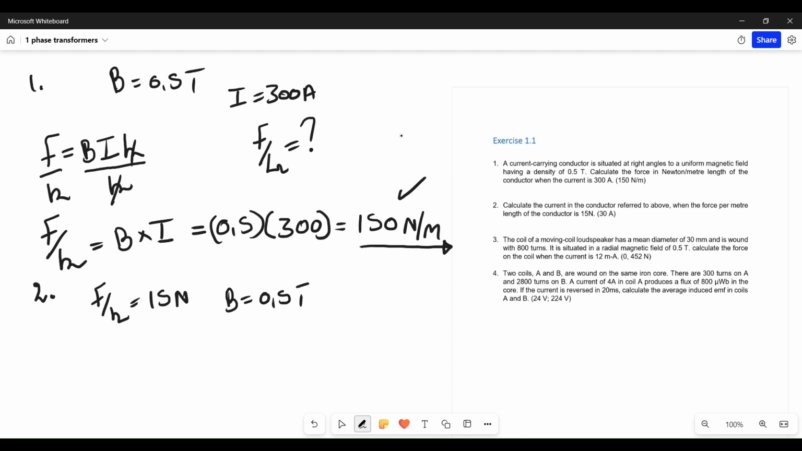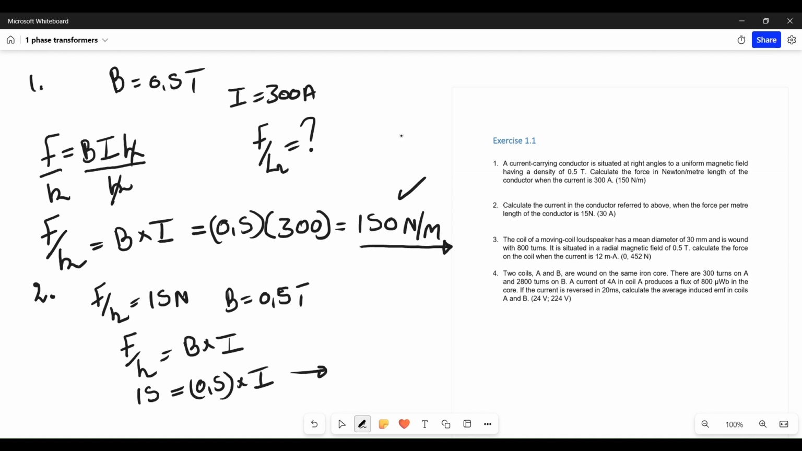So we are told to find the current in this case. So we assume the current is not given, because it's a new condition that they're giving us. So again, F over L is equals to B times I. In this case, we're going to make I the subject of the formula. We can simply substitute everything, so that it doesn't get complicated. F over L is 15, equals to 0.5 times I.